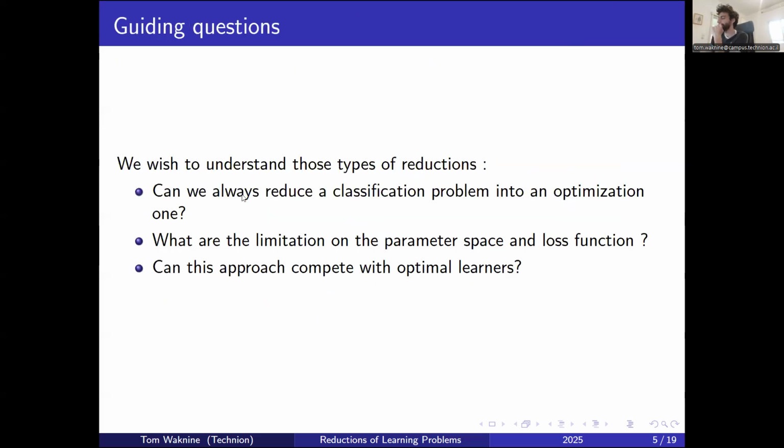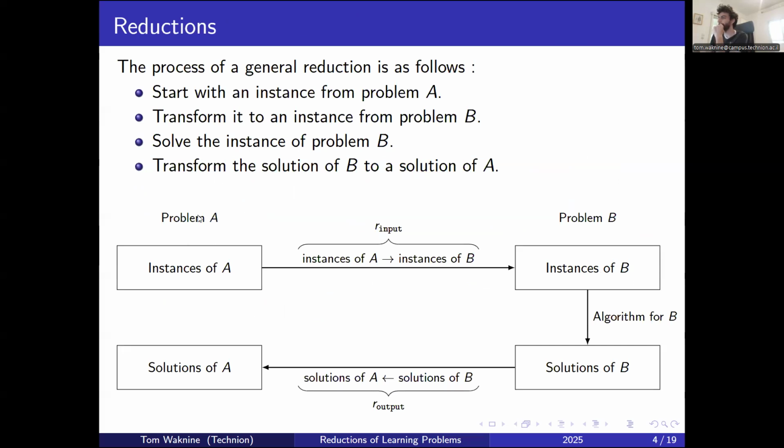You start with the problem A, you somehow transform the problem A into a problem B. You use an algorithm for B to find a solution for B, and then somehow you transform the solution of B to a solution of A. And you want this diagram to be commutative: you start with an instance A, you transform it, you solve the new problem, you go back, and you get a solution to the original instance. So this is the essential idea of reductions.